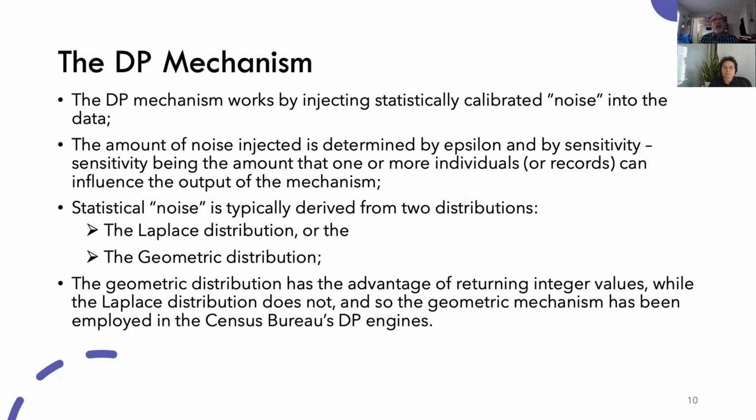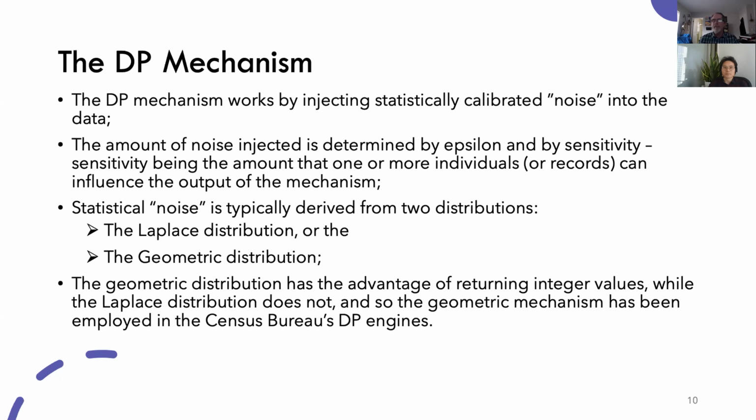Okay. So, differential privacy mechanism. The differential privacy mechanism works by injecting statistically calibrated noise into the data. The way the Census Bureau has implemented this procedure, what it does is it does a series of queries, pulls the queries out, and then adds a noisy term to that particular data to come up with what's called the noisy data. The amount of noise that's injected for each of these is determined by the epsilon and also by the sensitivity.